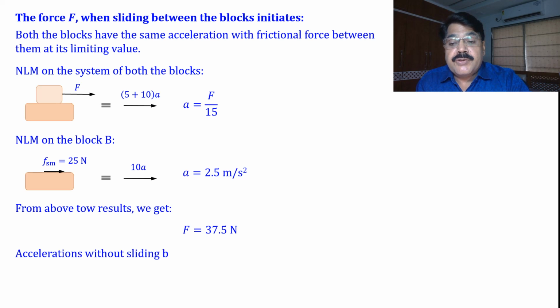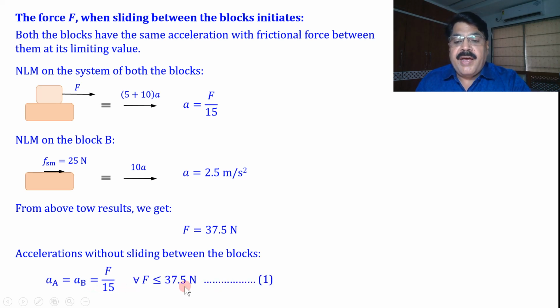Accelerations without sliding between the blocks. So what we write is, when there is no sliding between the blocks, the acceleration we write from this value. So A of A is equal to A of B is equal to F by 15, for all values of F less than 37.5. Let us call this equation number 1. That is an important result when we try to draw the graph.